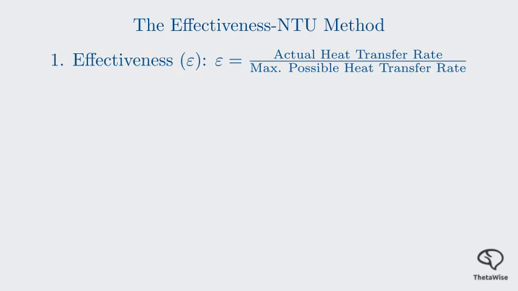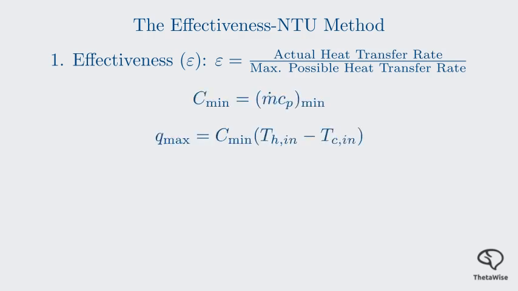The actual heat transfer rate can be calculated for either fluid. The maximum possible rate, Qmax, is always the heat capacity rate of the fluid with the minimum capacity, C sub min, multiplied by the maximum possible temperature difference. This means effectiveness is a dimensionless number between 0 and 1. It tells you how close the real heat exchanger comes to the ideal performance.